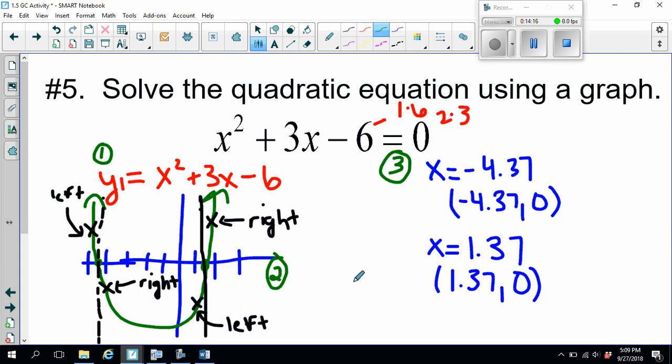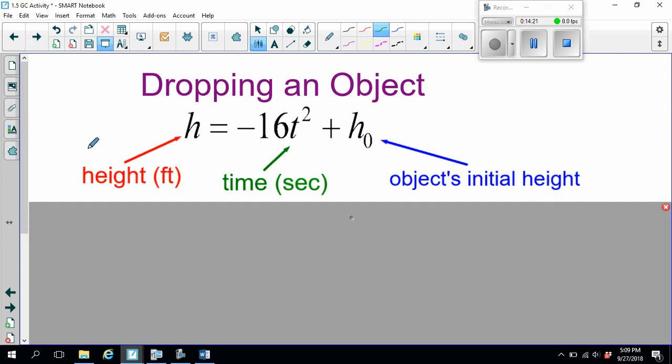Okay, now let's go ahead and apply this to a word problem: dropping an object. We've talked about this, especially in section 1.5. We've seen this formula before: h equals negative 16t squared plus h naught. Remember, h represented the total height, which was in feet. Then we had negative 16t squared, where t represented time. And your h naught represented the object's initial height, so where initially you dropped the object.